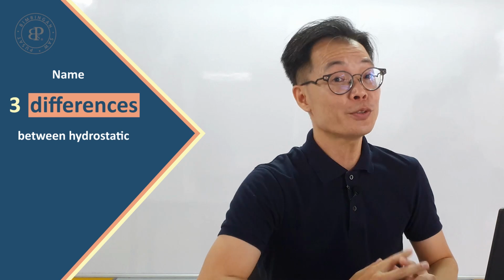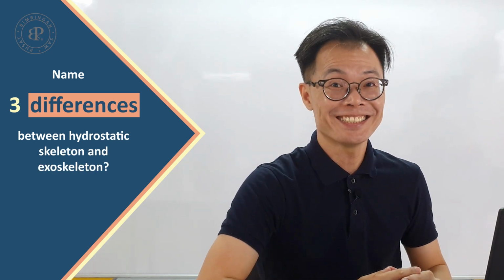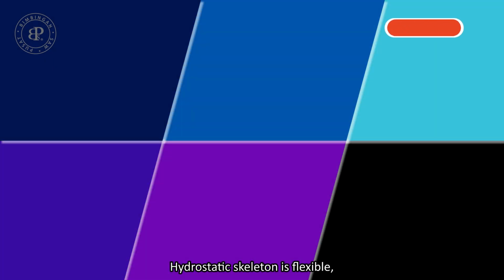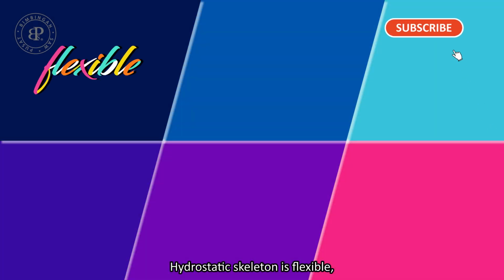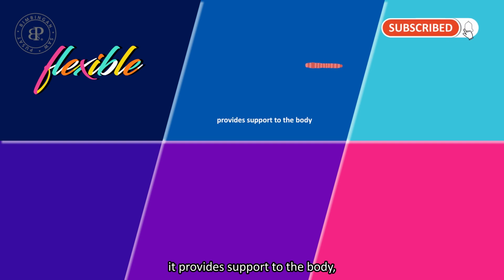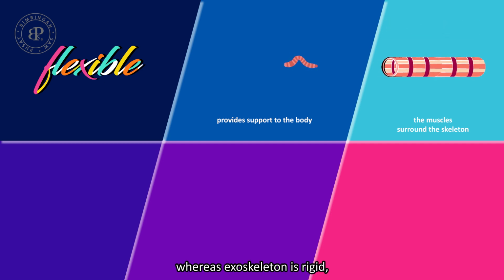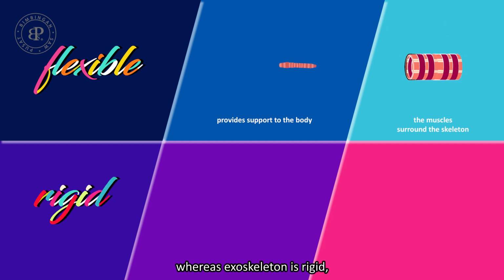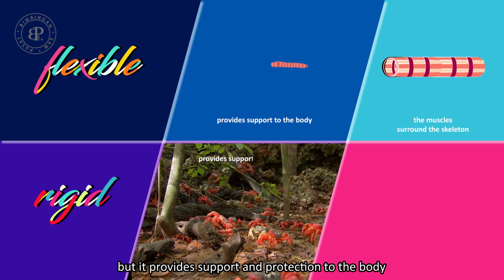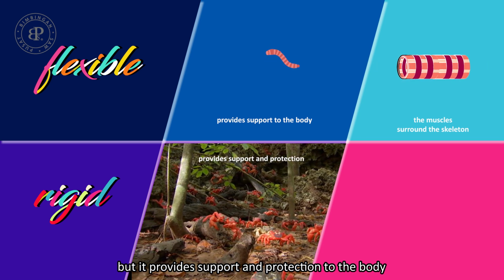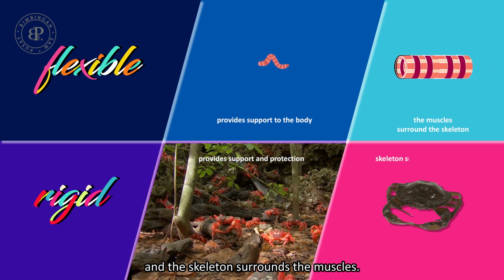Can you name 3 differences between hydrostatic skeleton and exoskeleton? Hydrostatic skeleton is flexible. It provides support to the body, and the muscles surround the skeleton. Whereas exoskeleton is rigid, but it provides support and protection to the body, and the skeleton surrounds the muscles.